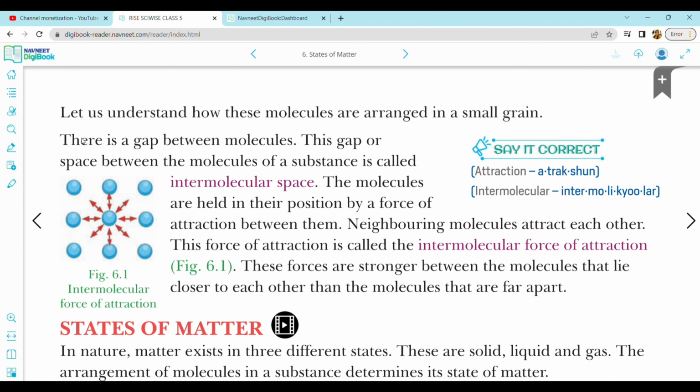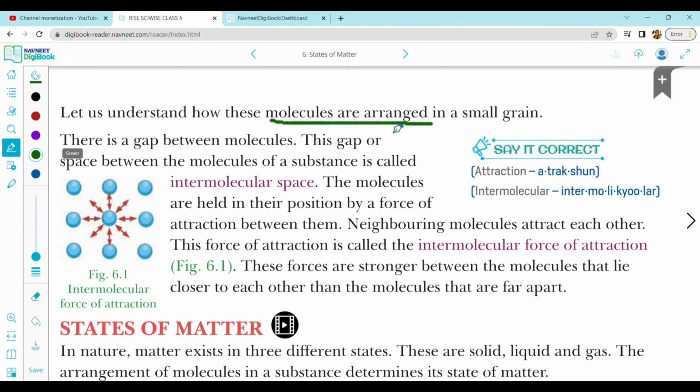Now let us understand a few points about molecules. How are molecules arranged? Here we are going to study how these molecules are arranged. See, you can see these blue balls or blue dots are molecules, right? The space between each molecule is known as intermolecular space. You can see this space. I have marked it with green color. The gap or the space between the molecules of a substance is called intermolecular space.